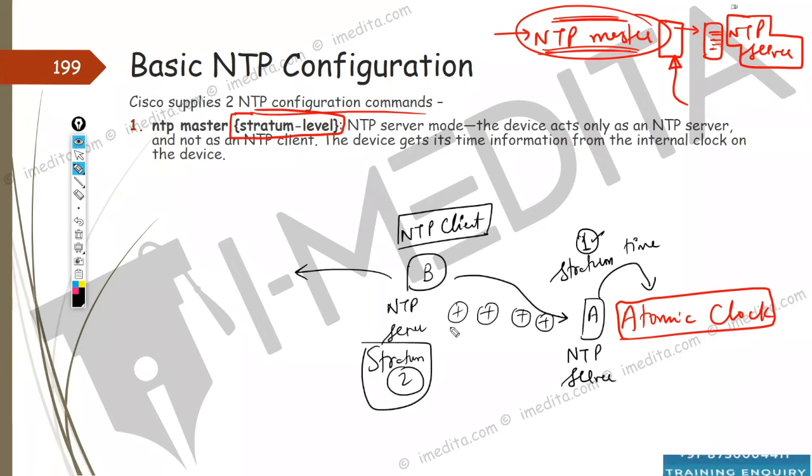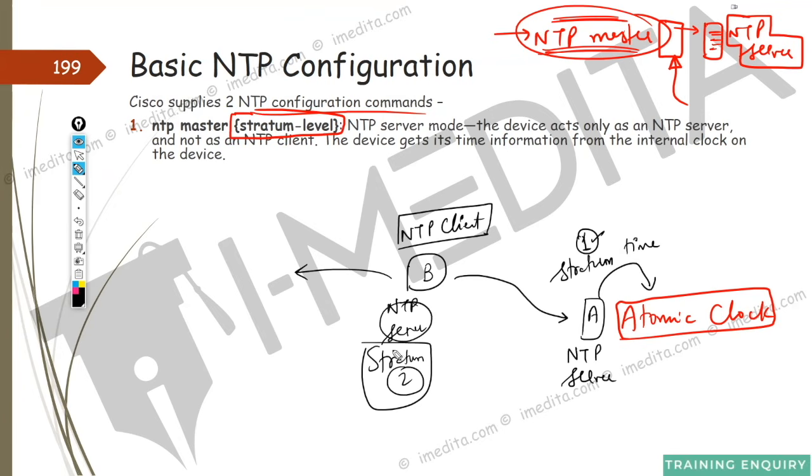So it's not like we are counting the number of routers. Okay, there may be 4, 5, or maybe 50 routers in between A and B. But if B synchronizes its time with A, which is a Stratum 1 device, and B becomes an NTP server and supplies time to others, it will say, I'm a Stratum 2 device.